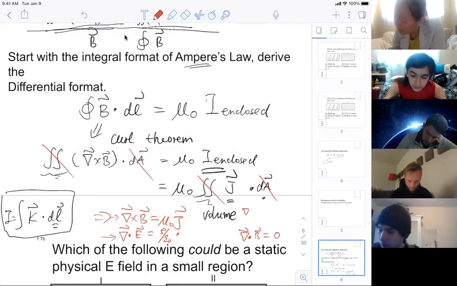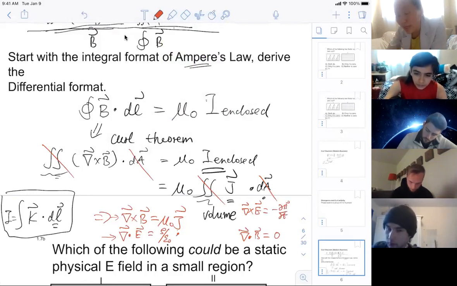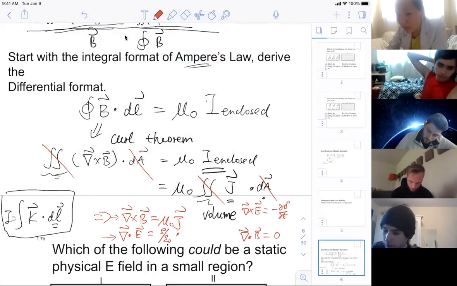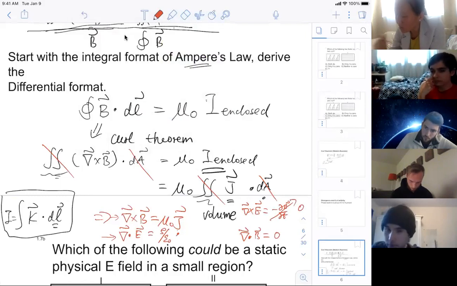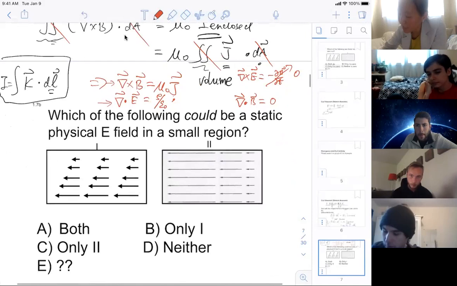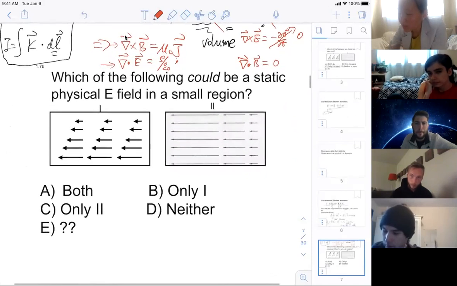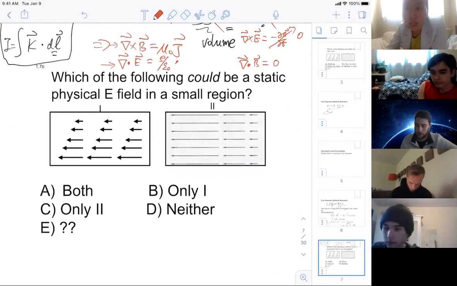And the next one is Faraday's law. Now Faraday's law involves dB over dt, but when we are working with a static E field, which means it is not time dependent, this is 0. So if you're looking at a static E field, you must be working with an E field that has a 0 curl. So let's look at this question before we go. Which one of these could be a static physical E field in a small region? I will go ahead and launch the poll for you.